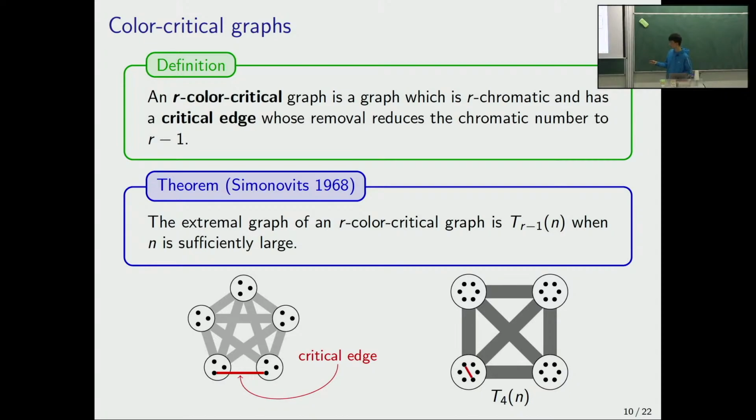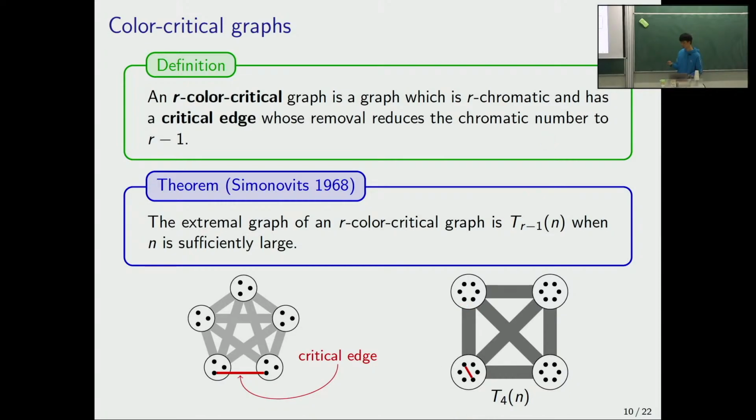But if we add one edge like this in one part, then you can put these two in here and these three in here, here, here, one by one, and then we can find a copy of that 5-color critical graph in this Turán graph. So this is the intuition about why the theorem works.